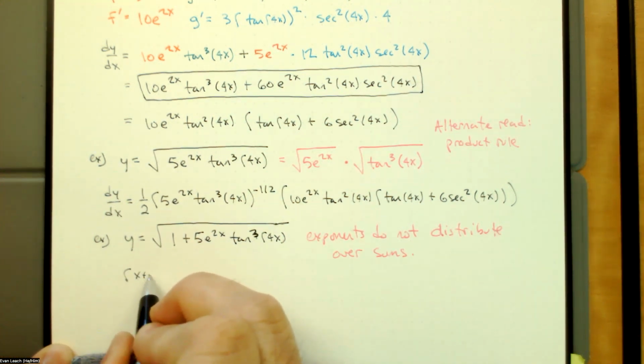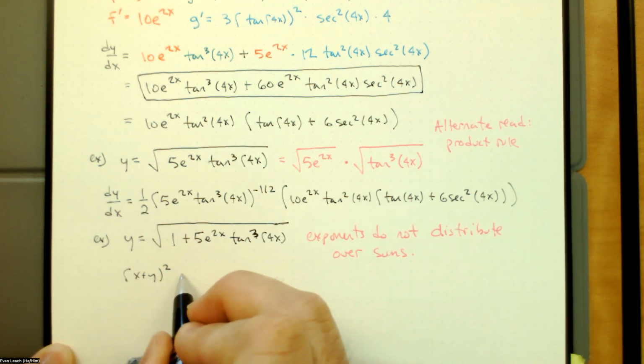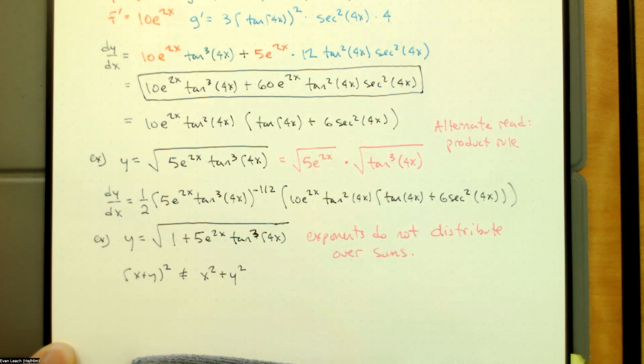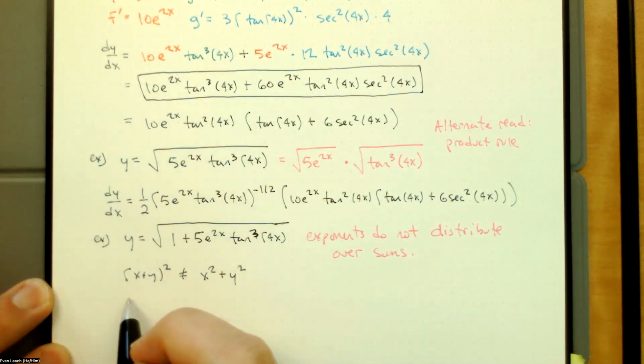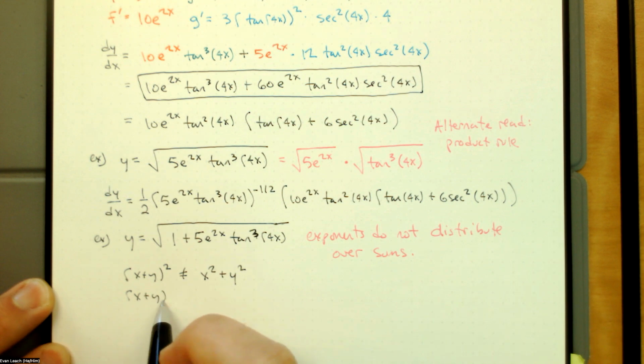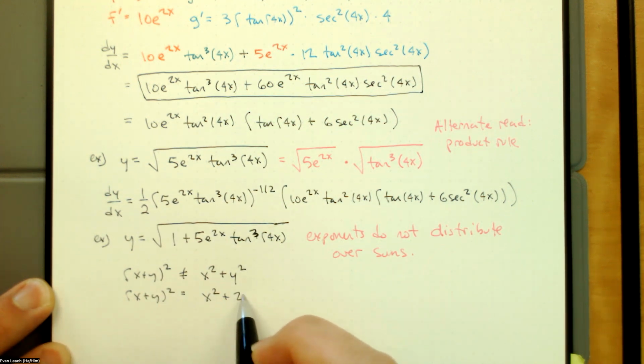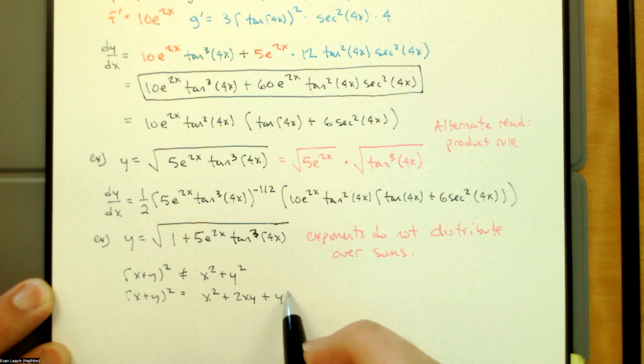Like (x plus y) squared is not just x squared plus y squared. That's what I mean when I say exponents do not distribute over sums. The square of a sum is not the sum of the squares. We have (x plus y) squared. There is an x squared and there is a y squared, but there's also a 2xy along with the y squared.